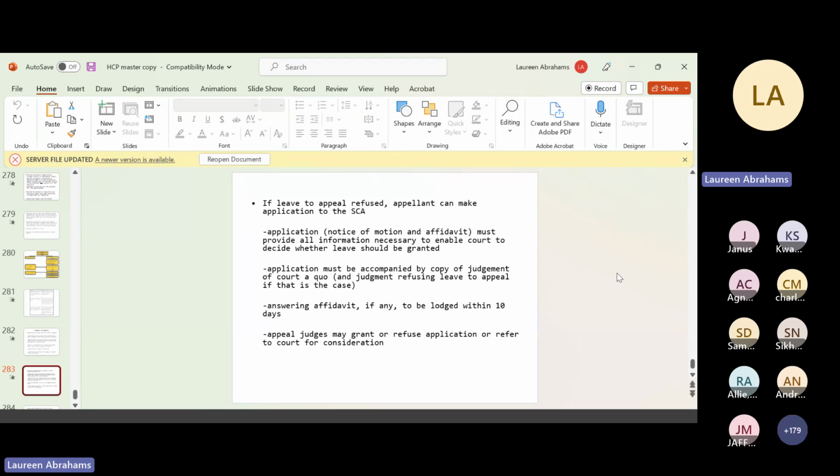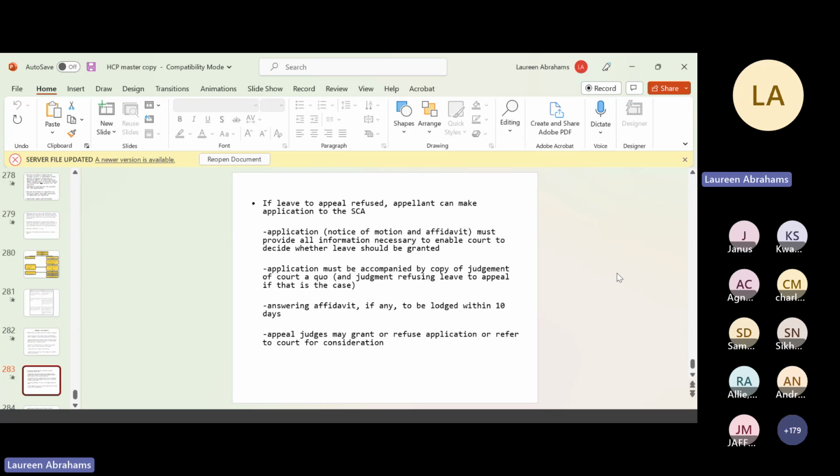You would tell the court that you've applied for leave to appeal in the High Court and it was denied. The application must be accompanied by a copy of the judgment of the court a quo. A quo means the court below whose decision you want to appeal, and the judgment also refusing the leave to appeal if that is the case. And your opponent can file an answering affidavit if he has one, and then the appeal judges may grant or refuse leave to appeal.